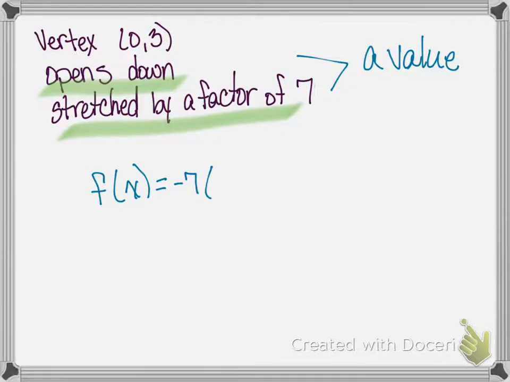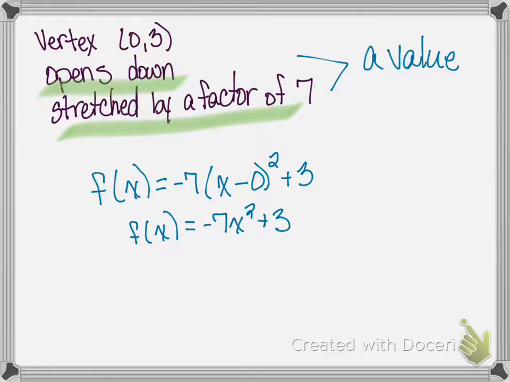Okay, then I have x minus 0 squared plus 3. Excellent. Now, I would probably leave it like that because it's asking us to put it in this form. If you got rid of that 0 and you wrote f of x equals -7x squared plus 3, I'm okay with that because you've simplified the 0, and I get it. Either one of those would be okay.